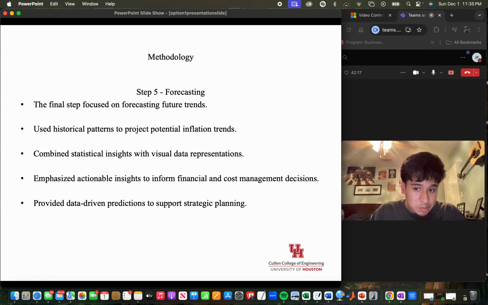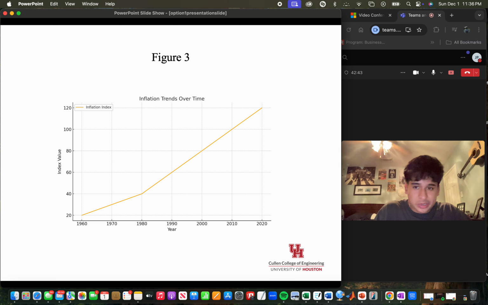And the data predictions that we did with the statistics, with the data, with the visual representations, support our strategic planning. That's our plan. Our forecasting is like our plan. That's what we have predicted for the future. What are we going to do to help you stay financially stable or be prepared for the economic crisis? That's why forecasting is really important.